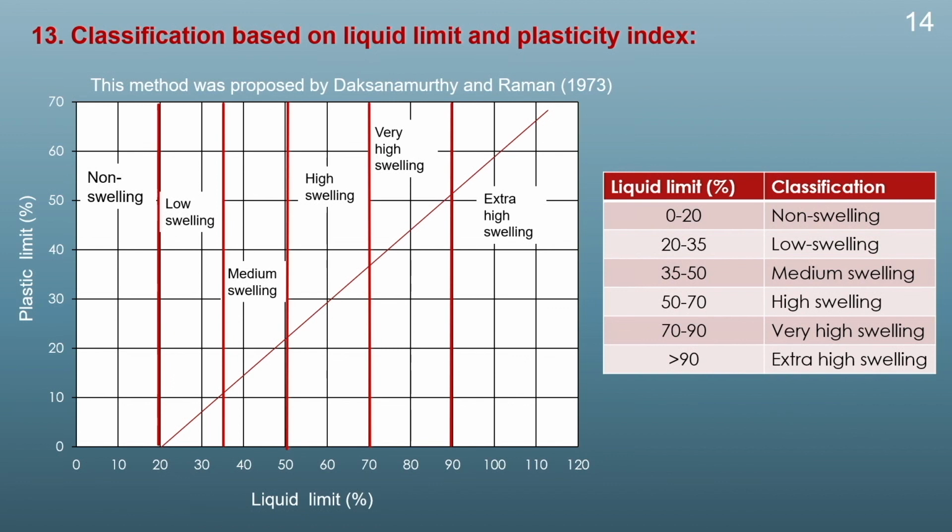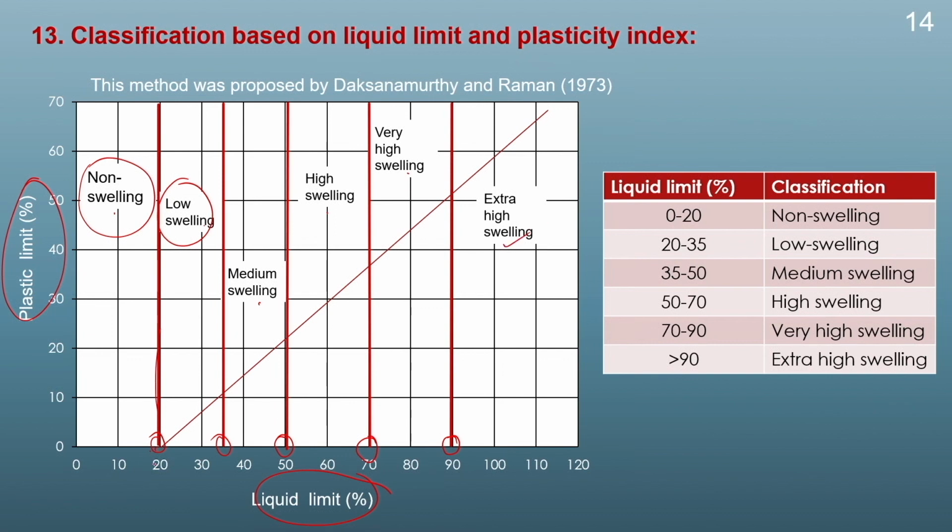This method takes into consideration the liquid limit and the plastic limit of the soil. Here we can see a few lines drawn based on the liquid limit. These lines are at 20%, 35%, 50%, 70% and 90%, and these are the different zones drawn here: non-swelling soil, low swelling soil, medium swelling soil, high swelling soil, very high swelling soil and extra high swelling soil.